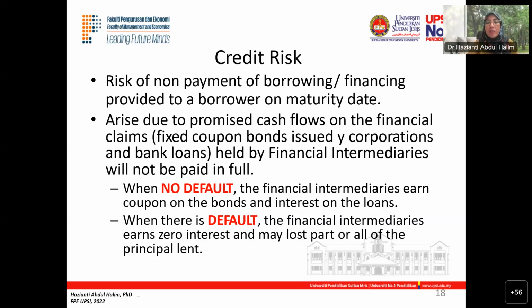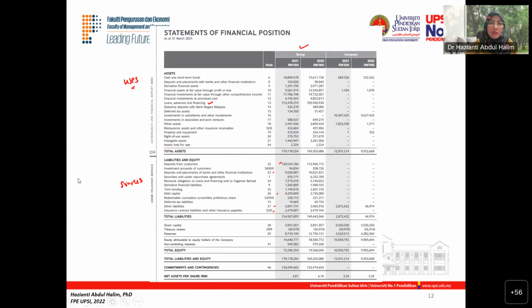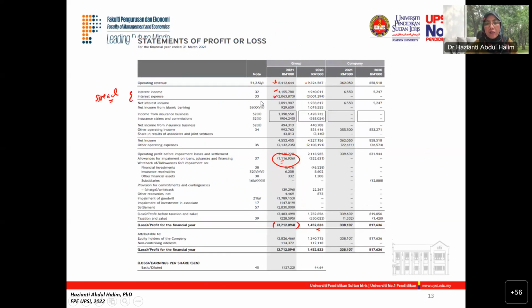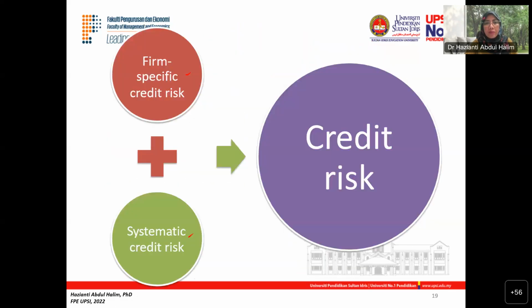If we look at the financial statement earlier, there are deposits, and loans and advances to customers, which is a large item here. So this is the major part of the assets, and that would be their credit risk. For credit risk, we can again divide it into two: firm-specific credit risk and systematic credit risk.